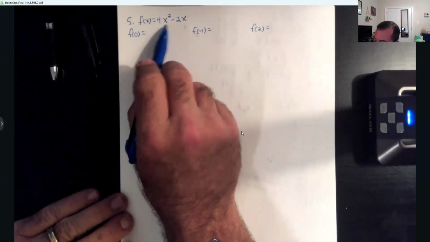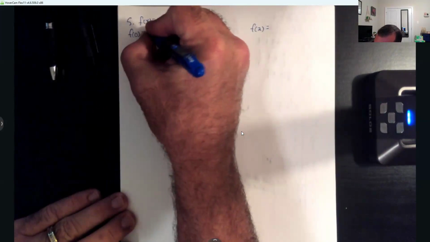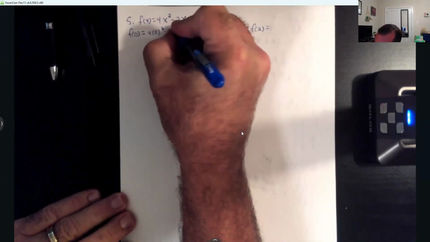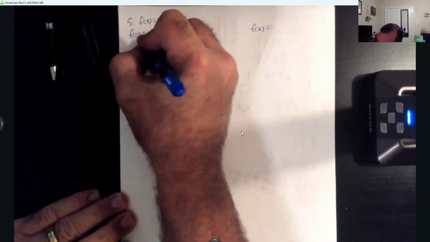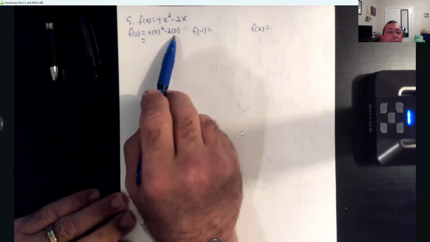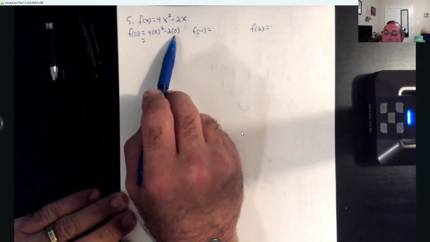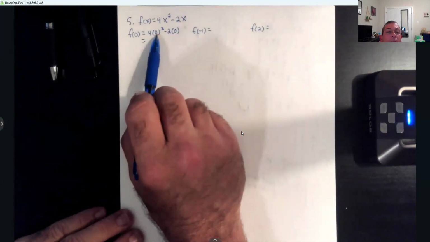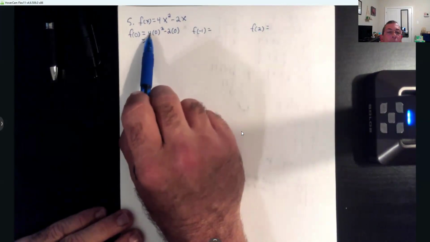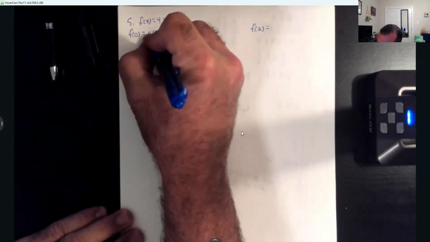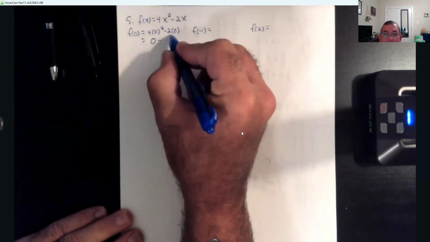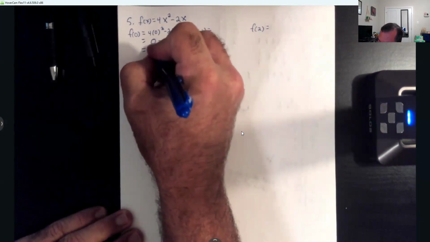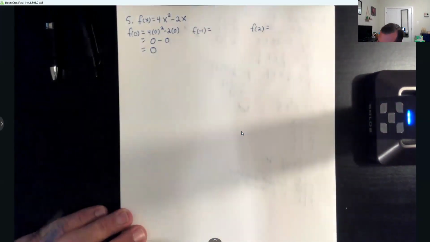So f of 0, put a 0 in for the x's. You got 4 times 0 squared minus 2 times 0. But y'all, you can punch this right into the calculator like I got it, and it'll spit them out quick. All right, so 0 squared is 0. 0 times 4 is 0. So that all equals a big 0. Minus 2 times 0 is 0. And y'all, 0 minus 0 gives me a 0.